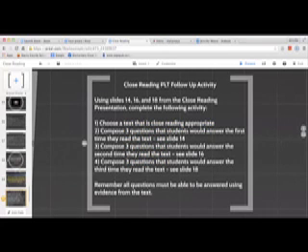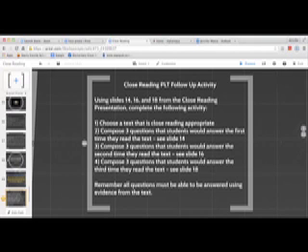The close reading PLT follow-up activity. Using slides 14, 16, and 18 from the close reading presentation, complete the following activity. 1. Choose a text that is close reading appropriate. 2. Compose 3 questions that students would answer the first time they read the text. See slide 14 for reference.